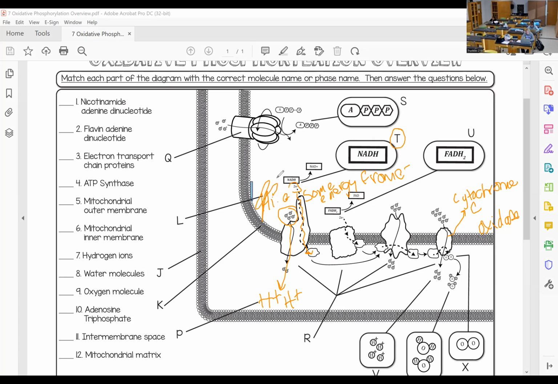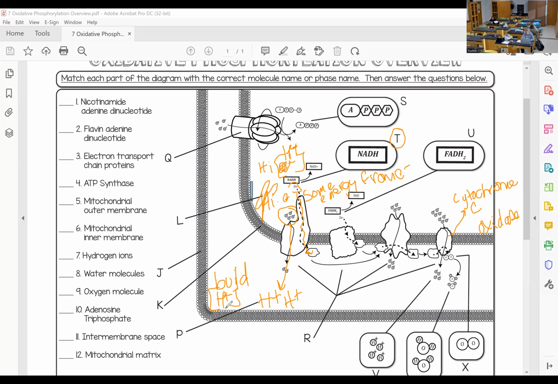Sorry, my pen isn't really working here. High hydrogen ion concentration out here and a lower concentration out here. So what you're doing is it's basically active transport. You're pumping a bunch of hydrogen ions from a place where there's a lot of them into a place where there's not as many. And what you're trying to do is build the hydrogen ion concentration in here.